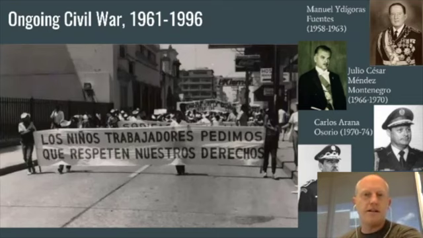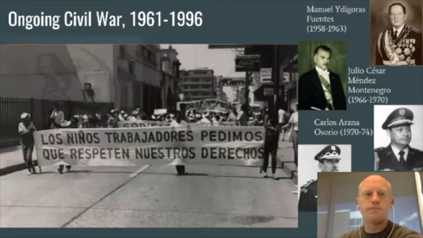Romeo Lucas Garcia, who you can't see there, was in power from 1978 to 1982, and you can tell I've skipped a few of the leaders, but the overall message and the trajectory is kind of the same. Very little impunity for massive amounts of state violence against the people of Guatemala.